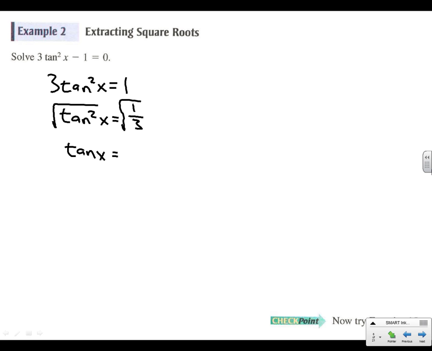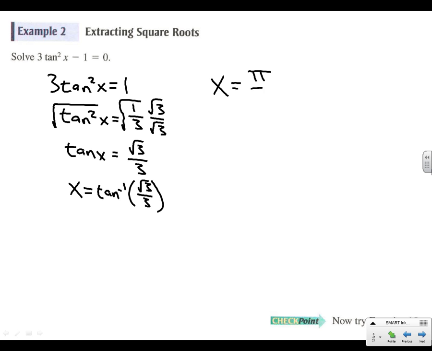That's the same thing as root 3 over 3. And that should look familiar from your trig table. x is the inverse tan of root 3 over 3. And so we've got 2 places on the unit circle where that is true, and those places are pi over 6, and the other place that that is true is 5 pi over 6.